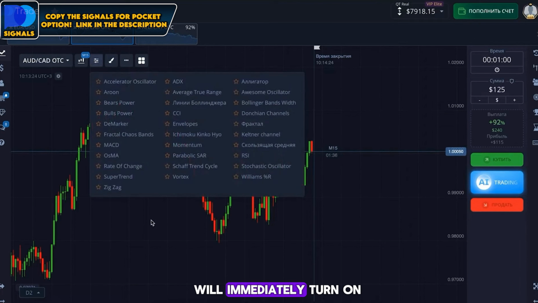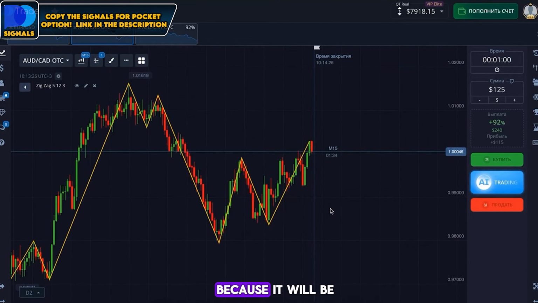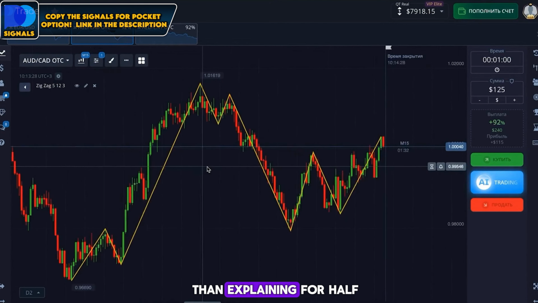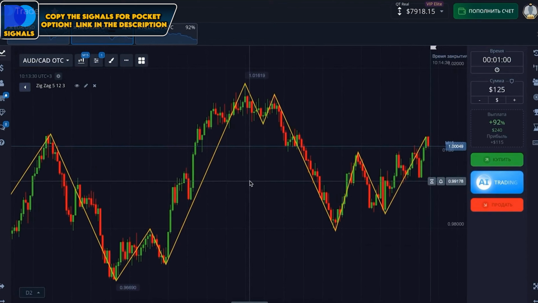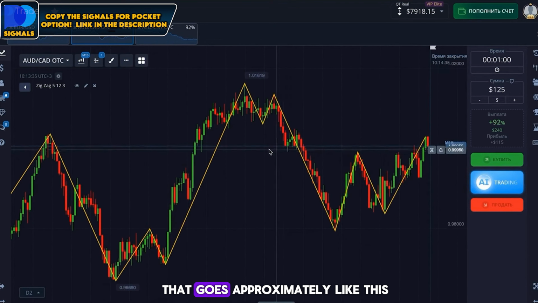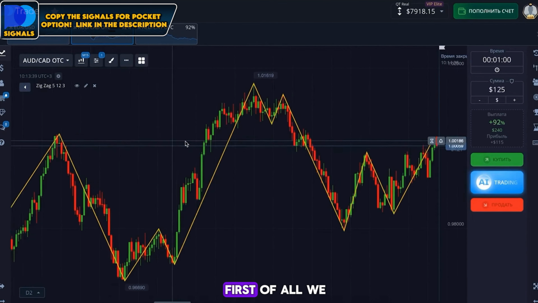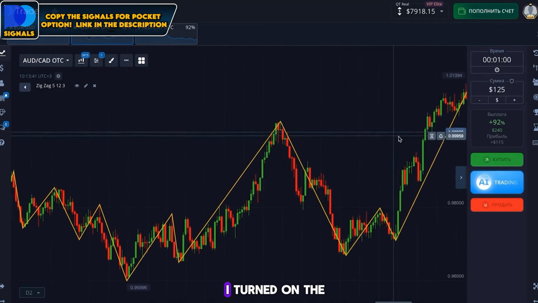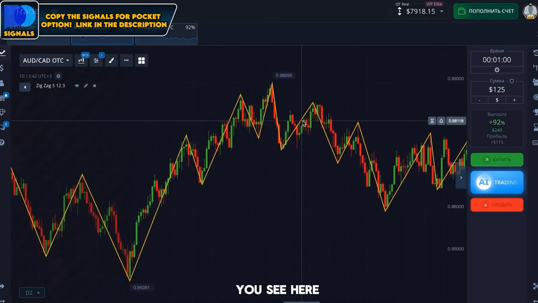First of all, I will immediately turn on the zigzag, because it will be much clearer this way than explaining for half an hour what trend we need. Here, what we actually need is a trend that goes approximately like this. Now I will show you how. First of all, we have a 15-minute interval. I turned on the zigzag, and what do you see here?